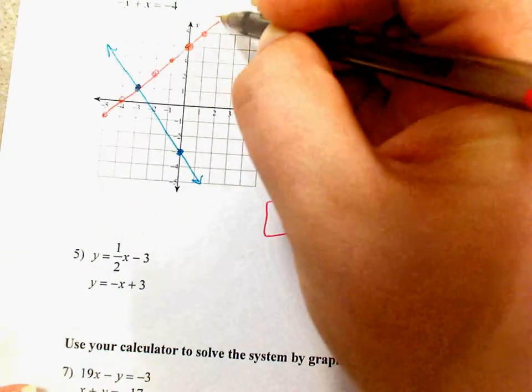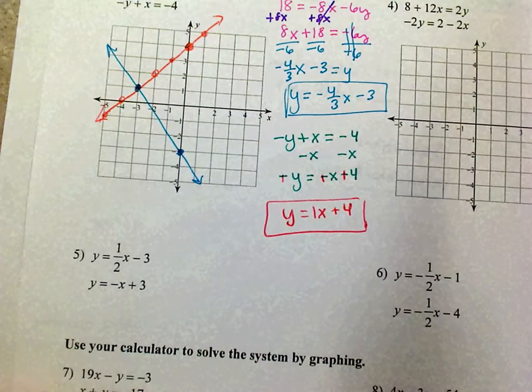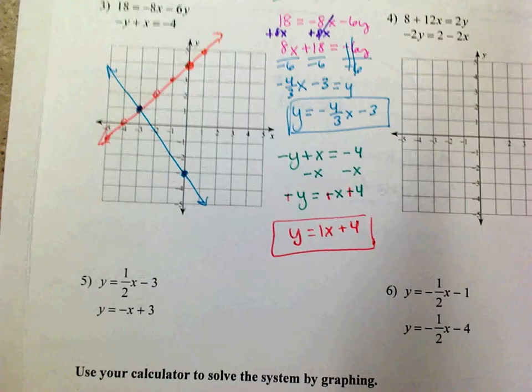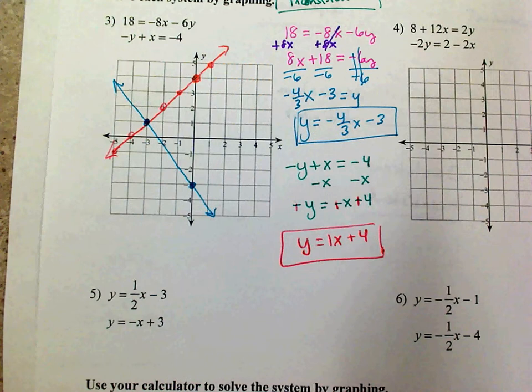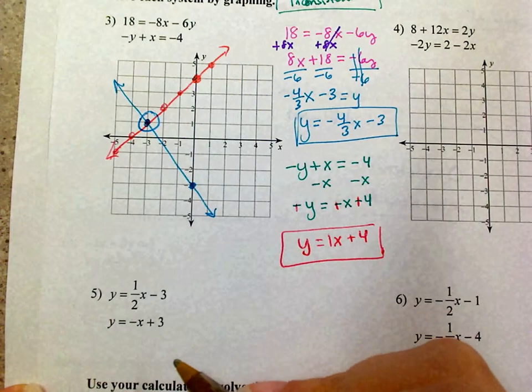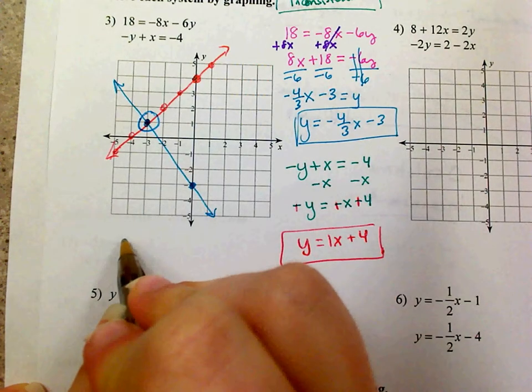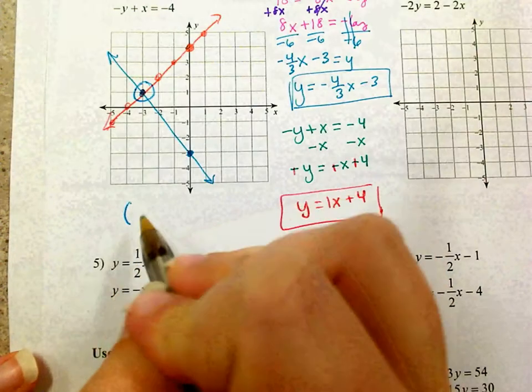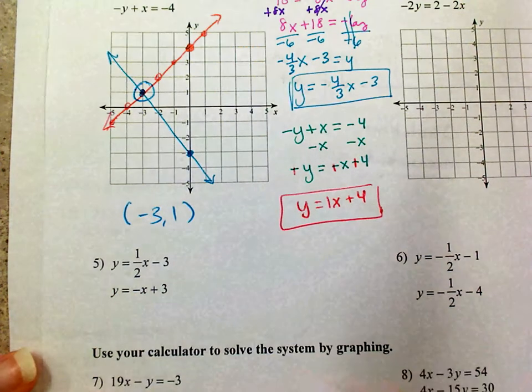So, am I done if I just graph that and call it good? No, you actually have to tell me what the solution is. What is the solution? Well, the solution is that actual point, so you need to write that point down. What is that coordinate point? Negative 3, 1. Okay.